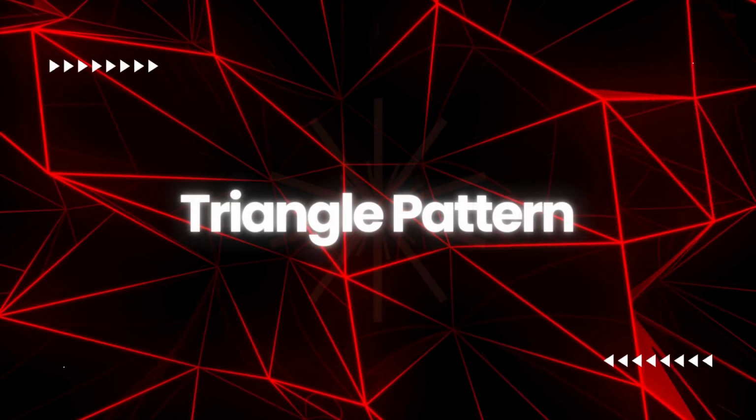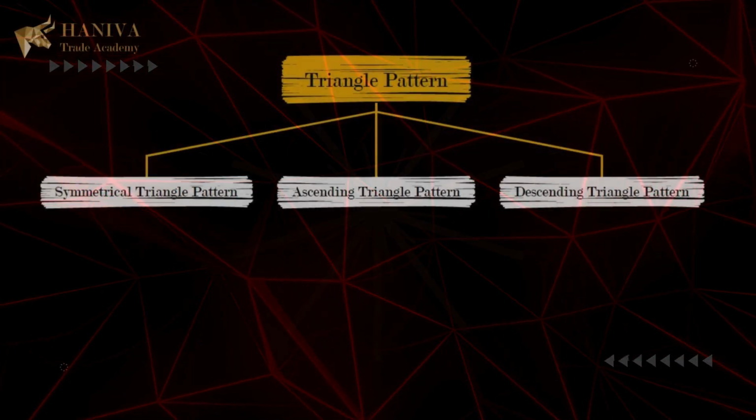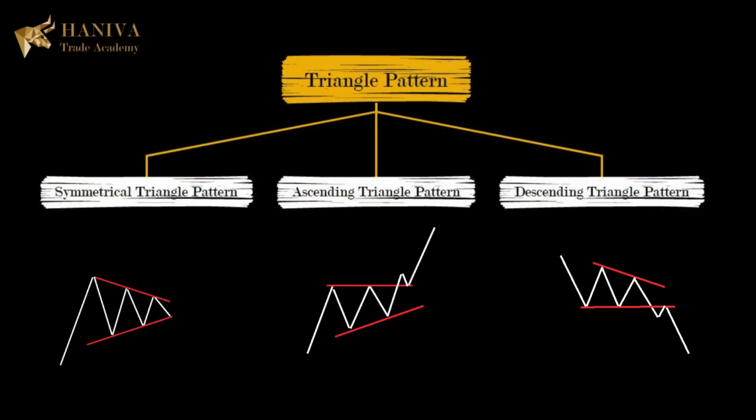Triangle pattern. The triangle pattern is one of the most common patterns formed by a combination of a horizontal line and a trend line. In this pattern, the horizontal line is formed by connecting the highs or lows of the candles. The triangle pattern, which is considered a continuation pattern, has three types: the symmetrical triangle pattern, the ascending triangle pattern, and the descending triangle pattern.